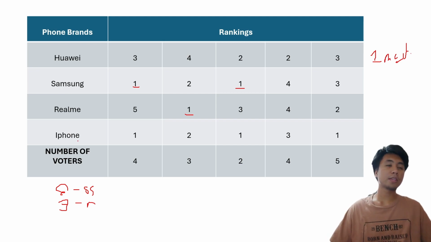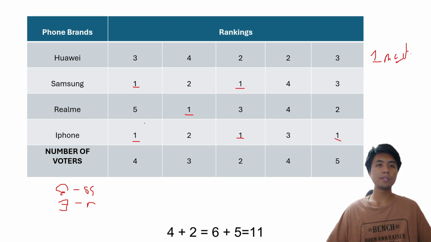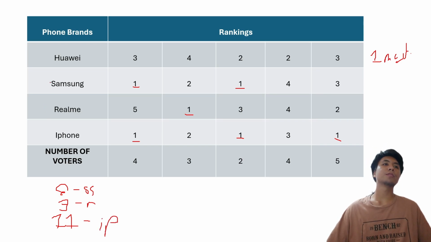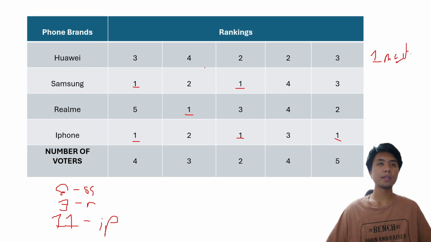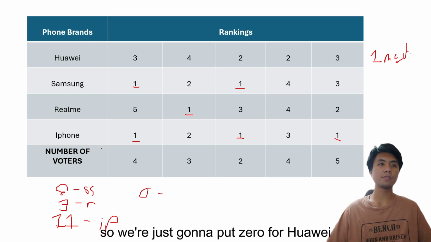Realme, okay. Sa iPhone, we have 3 number 1, which is most favorite by the voters. 4 plus 2 plus 5. 4 plus 2, 6 plus 5, 11. 11 votes by the voters, which is iPhone. 11 votes for the iPhone. While Huawei, we don't have number 1 for Huawei, so we're just gonna put 0 for Huawei.